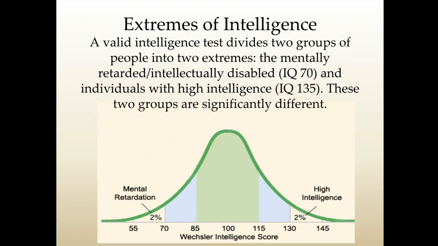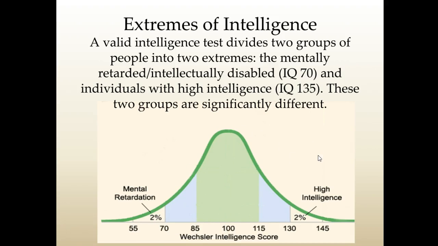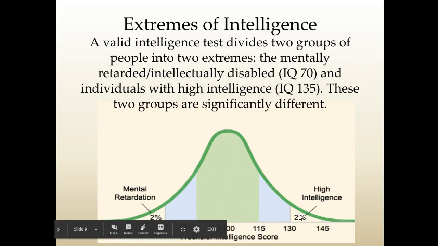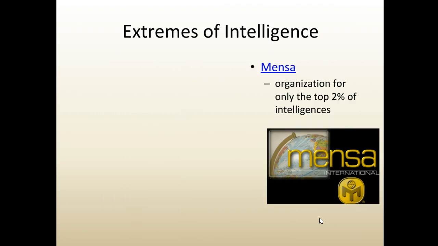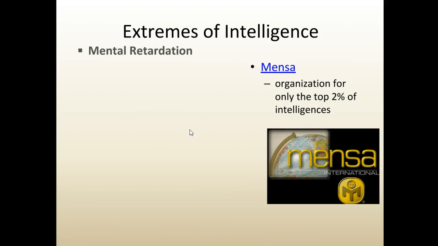Now, there are extremes of intelligence. We have people who are considered what we call mentally retarded or intellectually disabled, and they're the ones that have an IQ below 70, in this final little wing of the standard deviation. But then we also have people who are extremely highly intelligent, and they score in the top 2%, or an IQ above 135. Mensa is the organization that recognizes the top 2% of intellects.